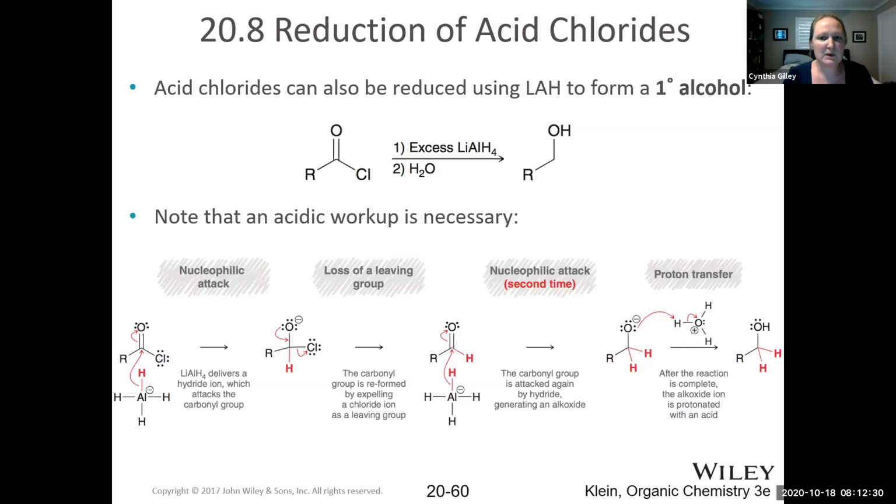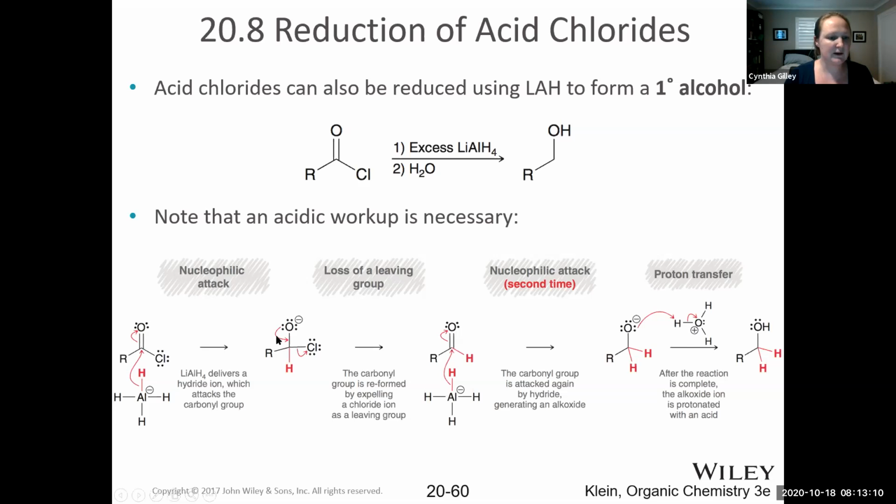Acid chlorides can also be reduced using lithium aluminum hydride, and it will synthesize a primary alcohol. We are going to need 2 equivalents of lithium aluminum hydride, so it's common to see excess written over the arrow. The mechanism is entirely analogous to an ester reacting with LAH, which you saw before in chapter 12 on alcohols. But if we take an acid chloride, we can see the nucleophilic attack from the hydride of LAH, followed by a resonance arrow to make our tetrahedral intermediate.